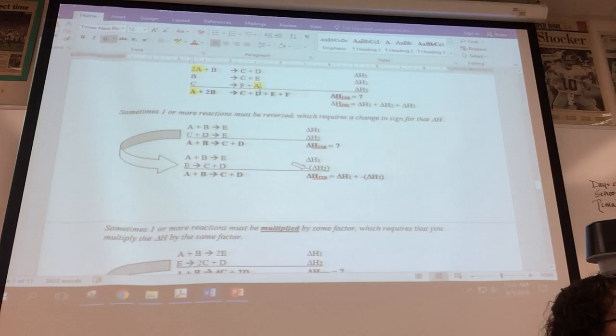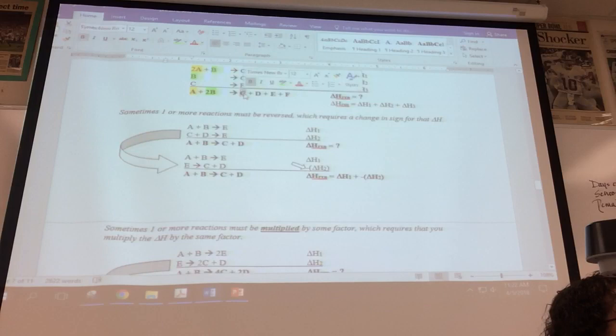Same substance, opposite sides of the equation, but I can't just cancel them because the coefficients aren't the same. 2 minus 1 leaves me with 1A here. I see 2B here. I've got a B, and I've got a B. B plus B is 2B.